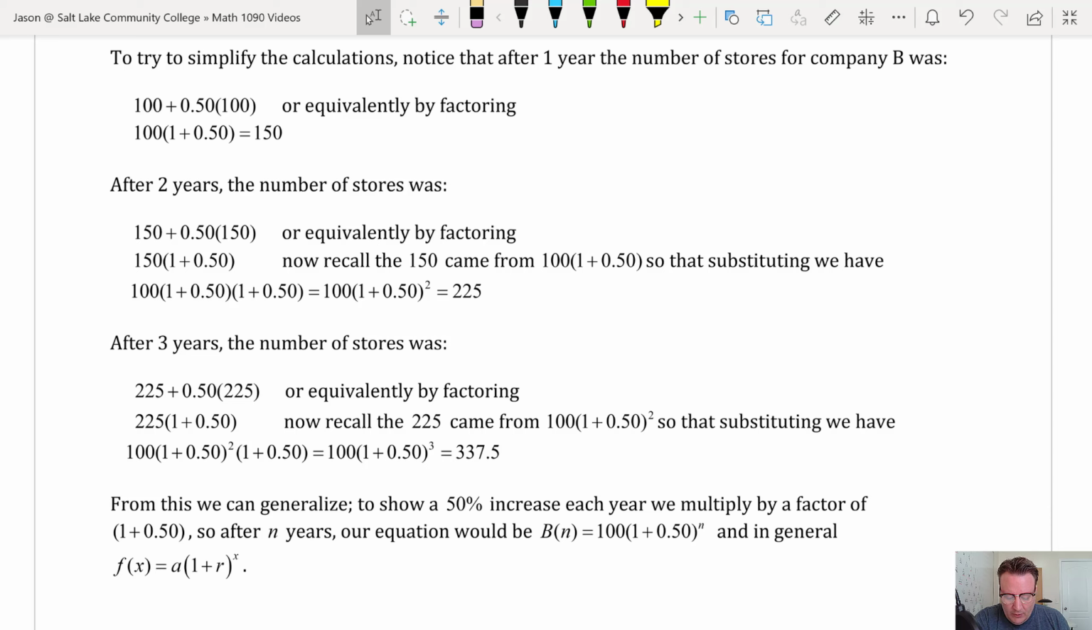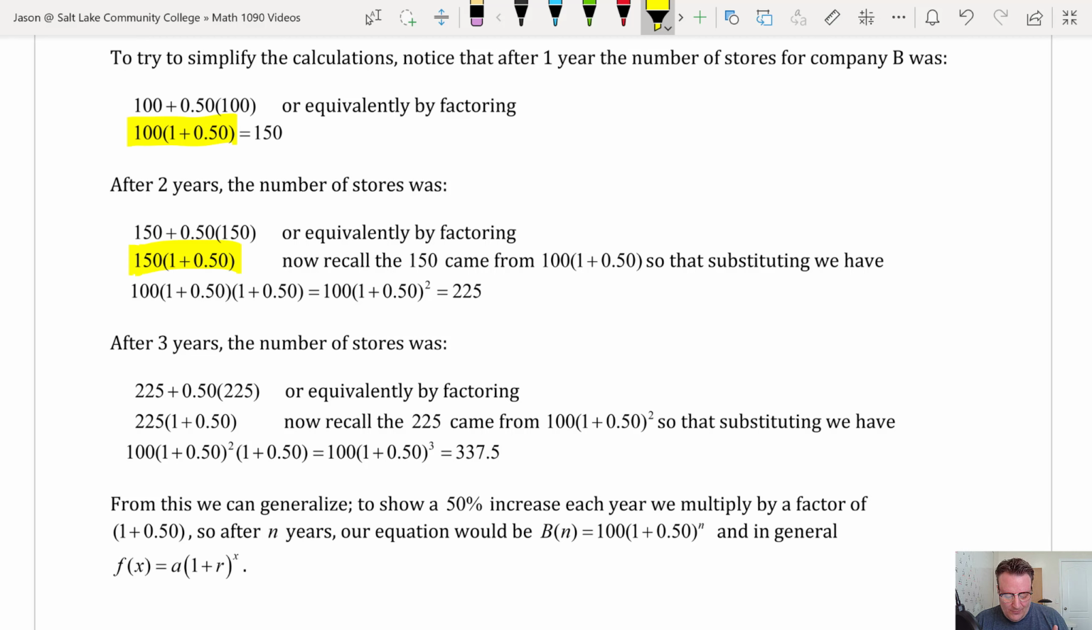Okay, I want to help you see a pattern that's occurring here in company B's exponential growth. The very first calculation we do is this one right here, right? We do 100 plus 0.5, or 50%, times 100 to get the total. Well, we can factor 100 out of both of those terms and rewrite the expression this way as 100 times quantity 1 plus 0.5, right? Okay, so simple enough. Well, after 2 years, we take the current total, 150 stores, and then we add 50% of that. But then we can do the same thing. We can factor 150 out of both of those terms, and we get this expression here, okay?